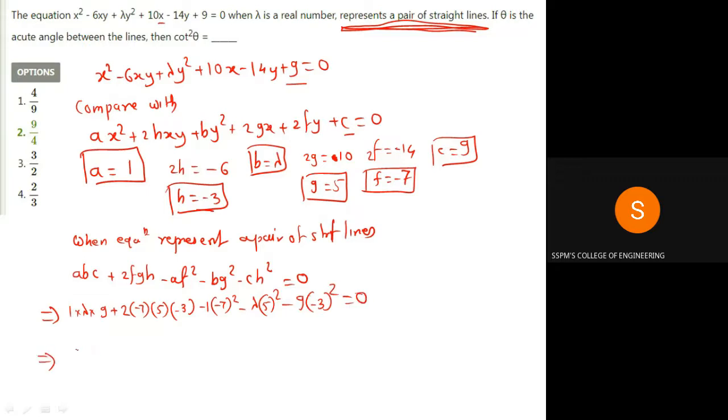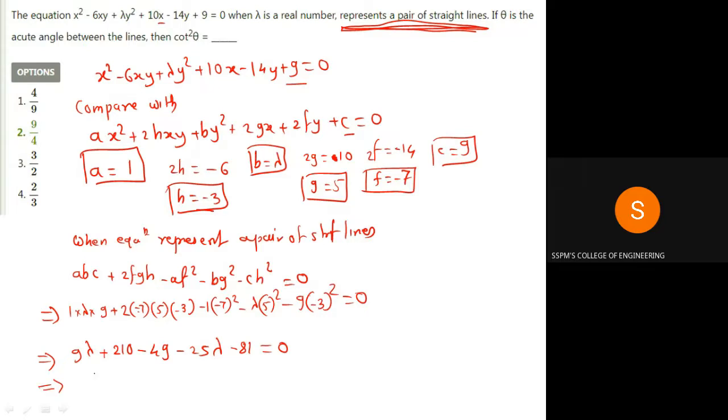So what is the next step? It is 9 lambda. 9 lambda minus what? What is the multiplication of 2, 7, 5 and 3? The multiplication will be 210. It is minus and minus, they will be plus. So plus 210. See, again this minus 7 square will be 49, so minus 49. Again, 5 square is equal to 25, that is minus 25 lambda. So minus 3 square is 9, 9 into 9 is 81, minus 81 is equal to 0. So we get 9 lambda plus 210 minus 49 minus 25 lambda minus 81.